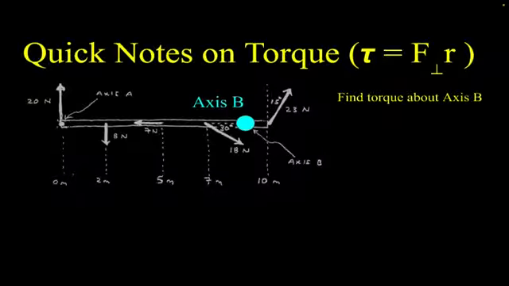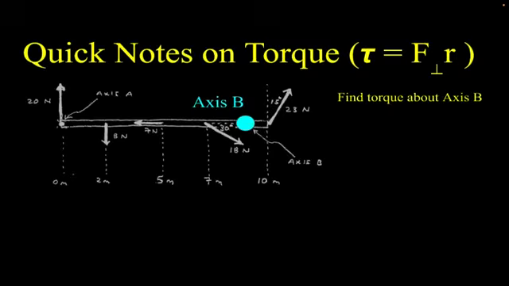This would be an axis that's located here, basically 9 meters from the left-hand side of the door, or 1 meter from the right-hand side. So add this little detail that axis B is 9 meters from the left and 1 meter from the right. And what we're going to do is find the torque about that axis B here. You could pause the video and have your class give it a shot.